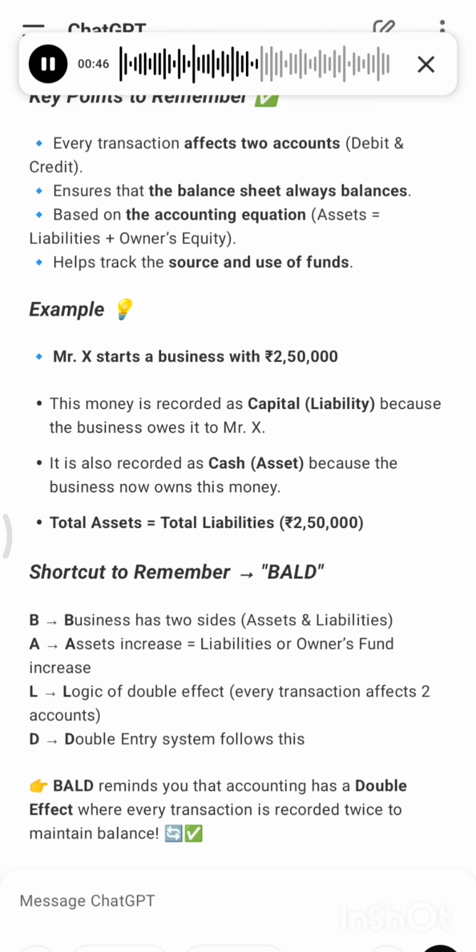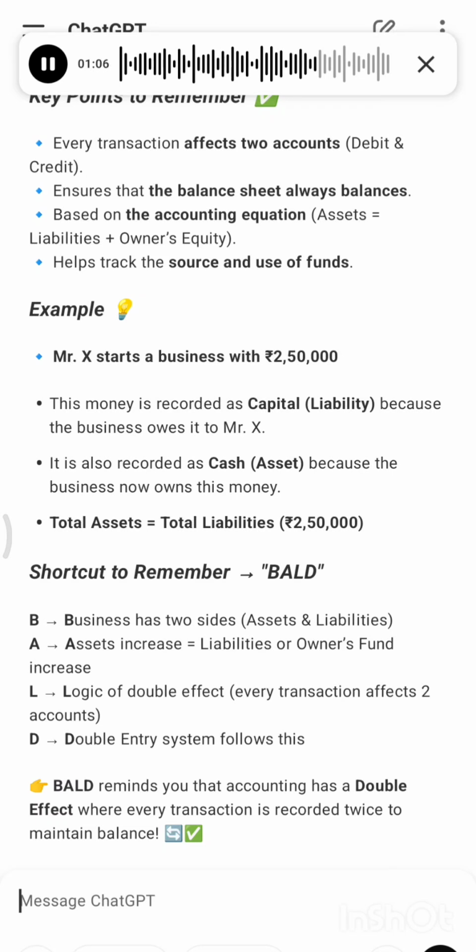Example. Mr. X starts a business with $250,000. This money is recorded as capital, a liability, because the business owes it to Mr. X. It is also recorded as cash, an asset, because the business now owns this money. Total assets equals total liabilities, $250,000.